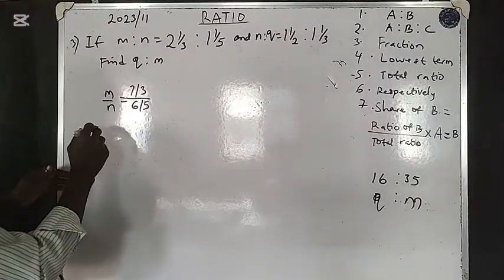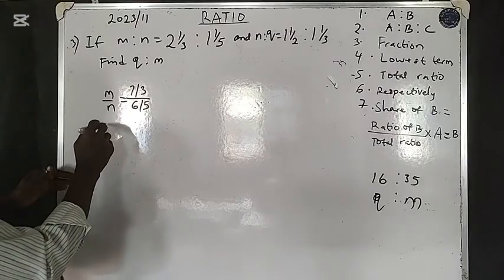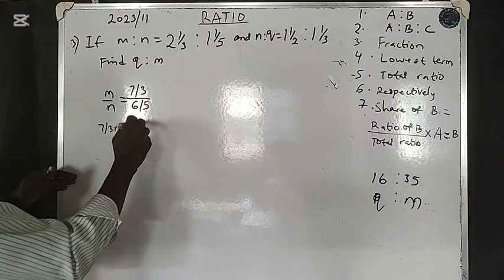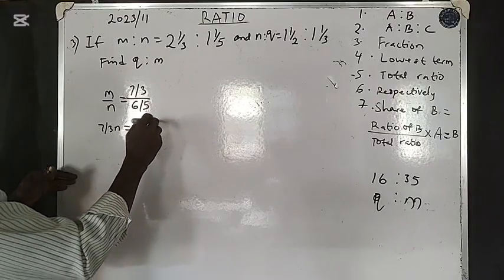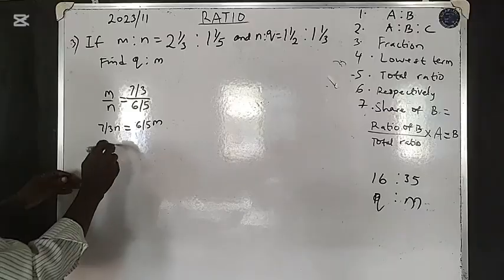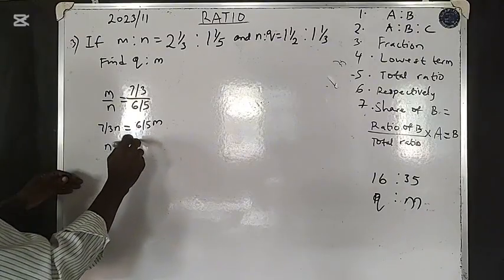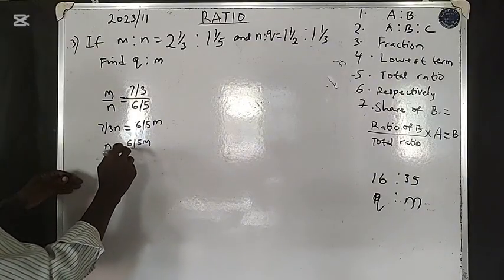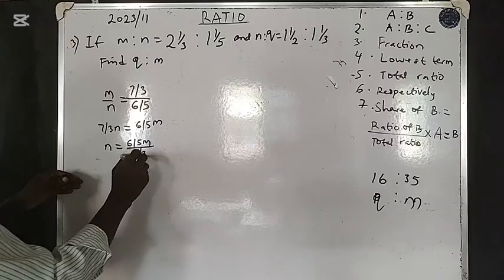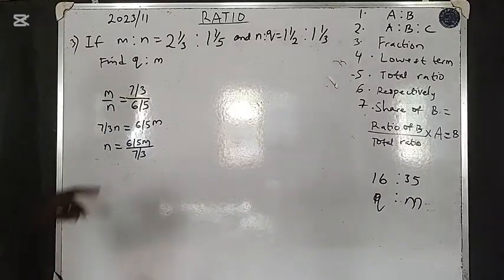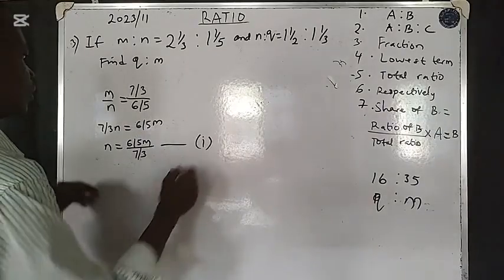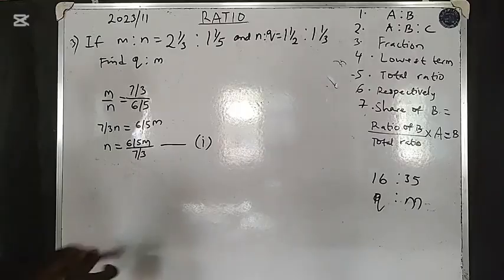So we write 7 over 3n equals 6 over 5m. When you make n subject, you're going to have n equals 6 over 5m all over 7 over 3. Here we have made n subject. We make this one equation 1. Is that okay? So we go to the second one.